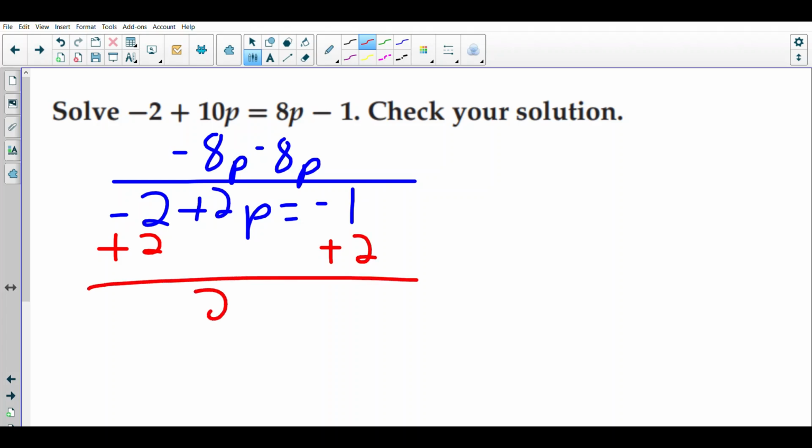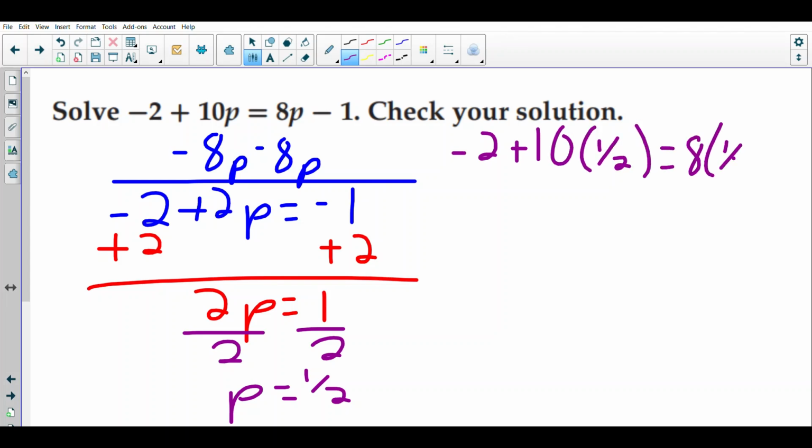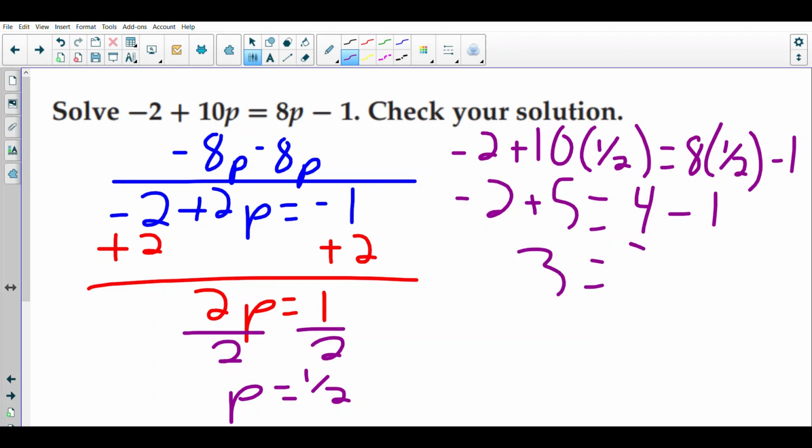So now I'm left with 2p is equal to positive 1. Then now I need to just solve for p because I'm where I've been in the last few sections. I just need to get rid of that times 2, so I'm going to divide by 2. So I'm left with p is equal to 1/2. So there you go. And we'll do a quick check. -2 plus 10 times 1/2 is equal to 8 times 1/2 minus 1. So here we get -2 plus 5 is equal to 4 minus 1. Here we get 3 equals 3, and there we go.